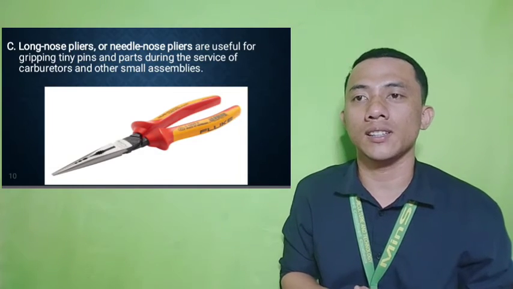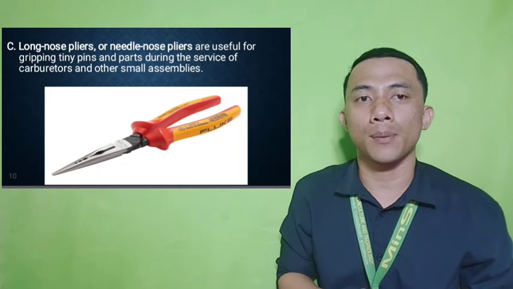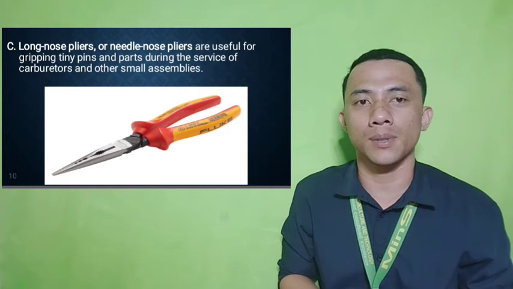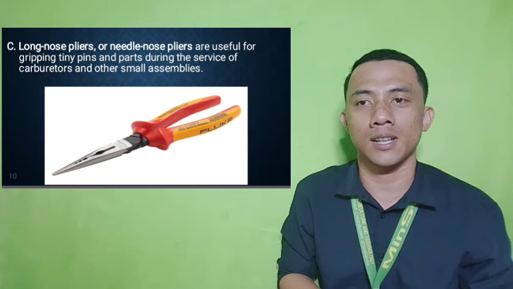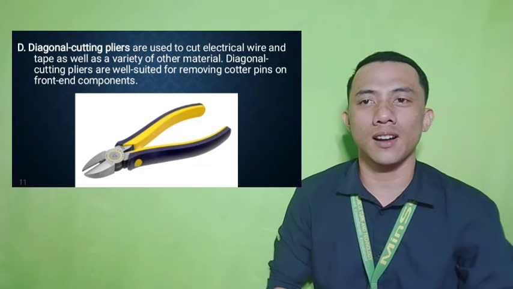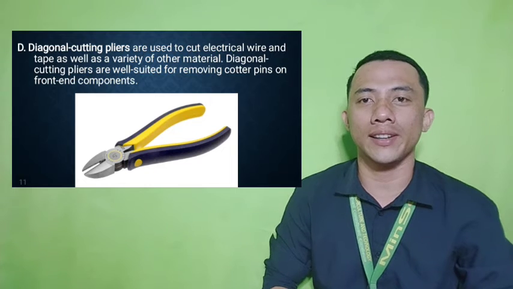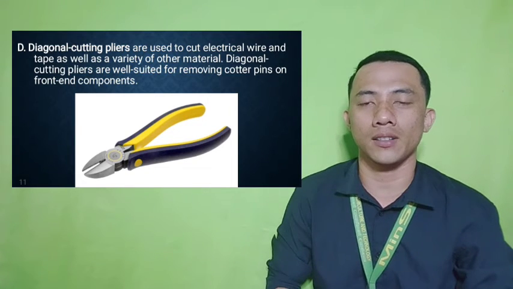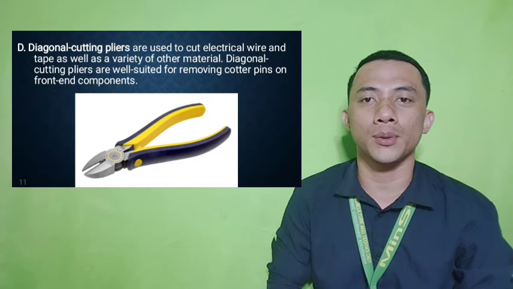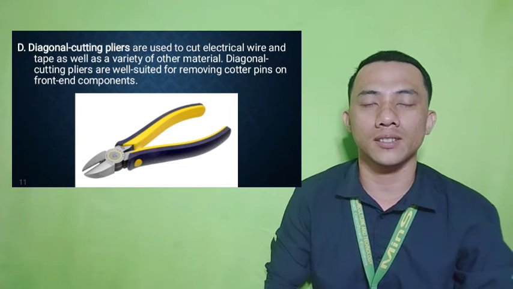Another one, we have long nose pliers or the needle nose pliers. This type of pliers is useful for gripping tiny pins and parts during the service of carburetors and other small assemblies. Another one, we have the diagonal cutting pliers. This type of pliers is used to cut electrical wire and tape as well as a variety of other materials. The diagonal cutting pliers are well suited for removing cotter pins on front-end components.